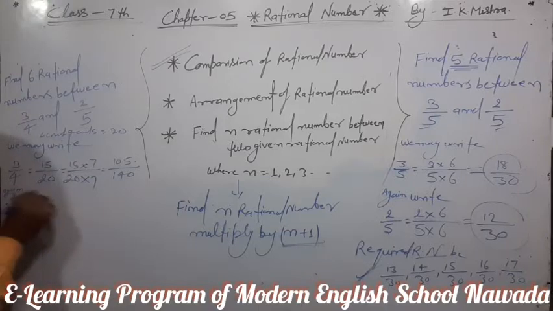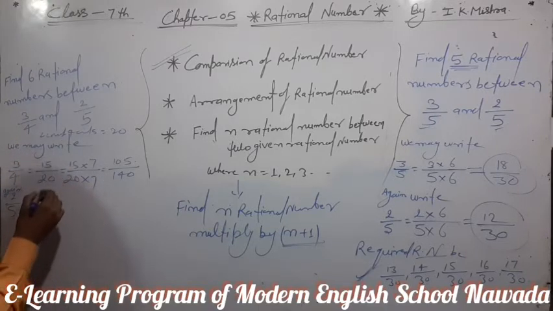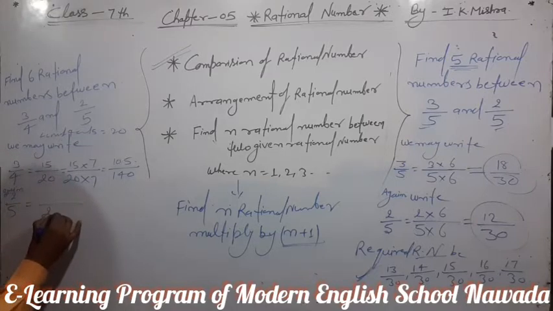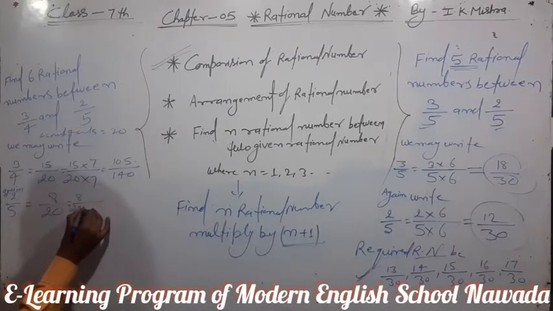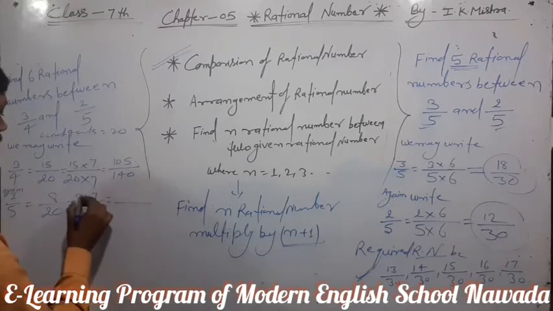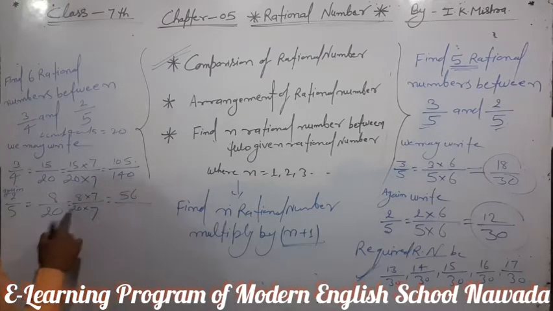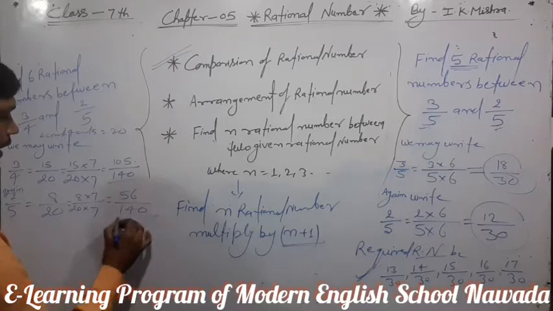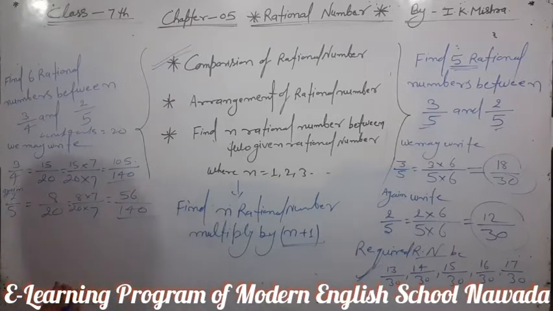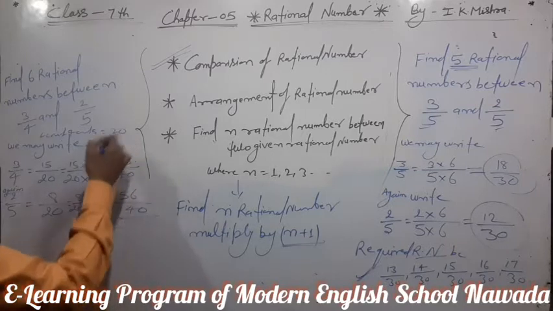Similarly you can write 2 by 5. Again 2 by 5 is equal to, first write its denominator 20, and in the numerator 4 multiplied, that means 8 by 20, multiplied by 7 by 7, is equal to 56 by 140. Observe, both have the same denominator. After that, you may write any rational numbers.